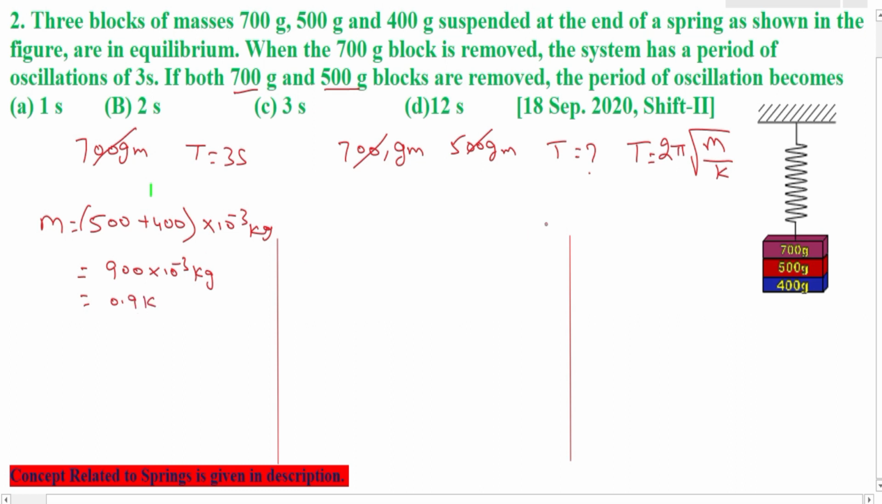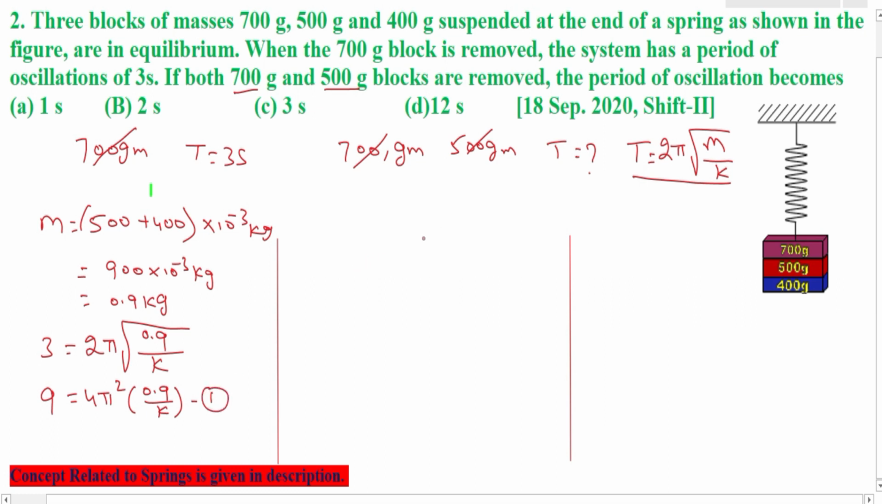Now if I use this formula, time period T is equal to 2 pi root m by k, what will I get? In the first case, the time period is given as 3 seconds. Then what will I get? 3 is equal to 2 pi root, this is in kg, no? 2 pi root 0.9 by k, which is nothing but spring constant. Now if I square on both sides, what will I get? 9 is equal to 4 pi square into 0.9 by k. Let me take this as equation 1.